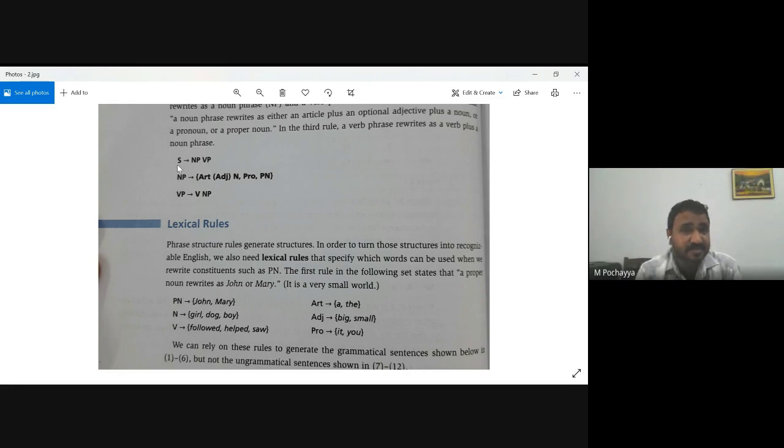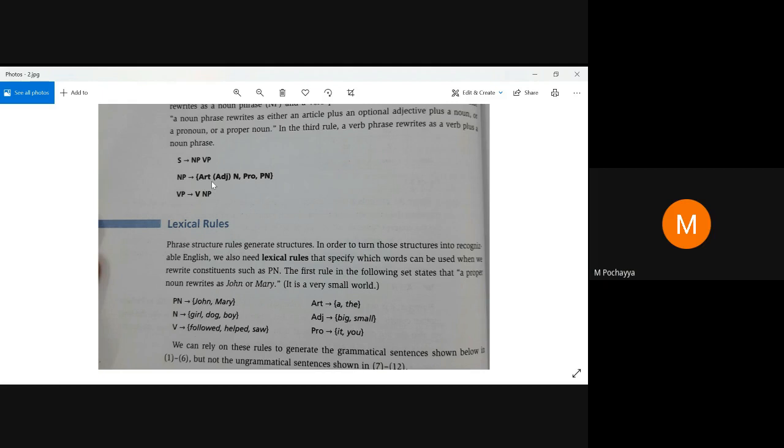Yes means here sentence. A sentence may be the combination of noun phrase and verb phrase. This is the sense here. And this noun phrase may be the set of proper noun, pronoun, and article plus adjective plus noun. Okay, so verb phrase may be verb plus noun phrase.